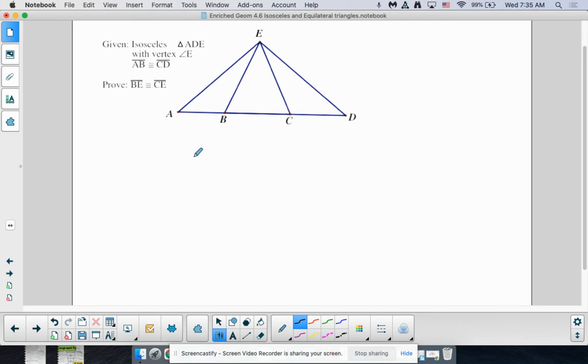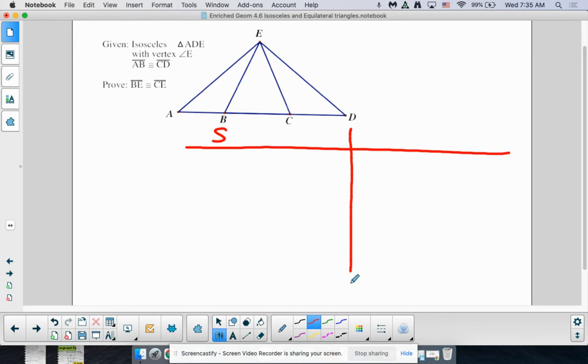Okay, so again, we're going to have our statements and our reasons. So let's see here. We're told of quite a few things. So the big triangle ADE is isosceles with vertex angle E. So right now, I know angle A is congruent to angle D, and AE is congruent to ED, all because it's isosceles. So I just marked my given, okay?